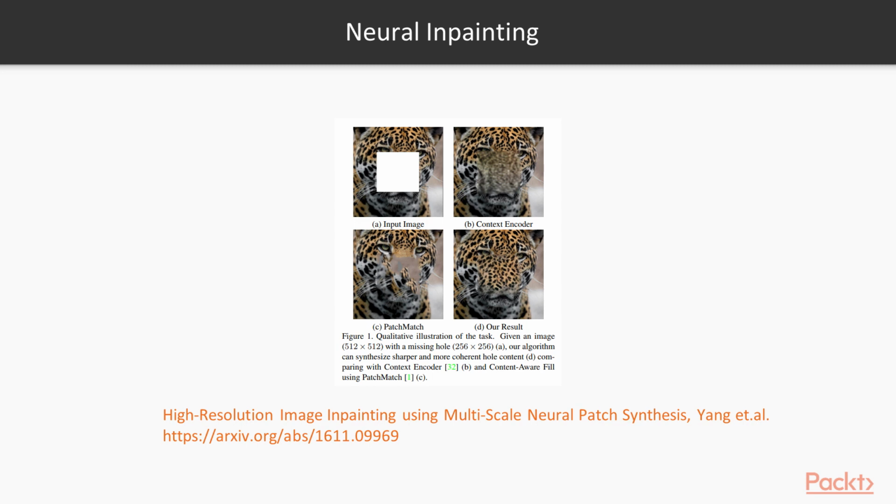And finally, one more example. Autoencoders have been used to reconstruct a missing portion of an image. This is called neural inpainting. This can be used, for example, to remove unwanted objects from a photograph. So those were some of the use cases where autoencoders were used to solve the problem. I hope that was motivational.